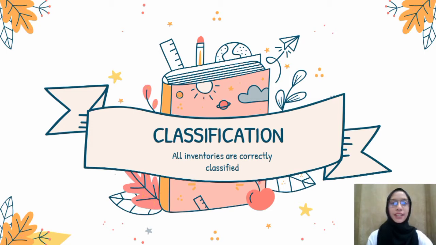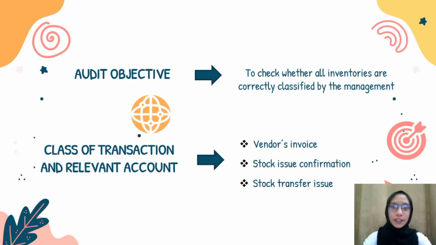Today I'm going to explain about management assertion, which is classification. What it means by classification is all the inventories are correctly classified. And what is the audit objective of classification? It is to check whether all the inventories are correctly classified by the management.